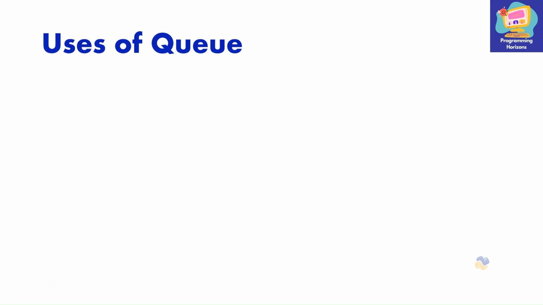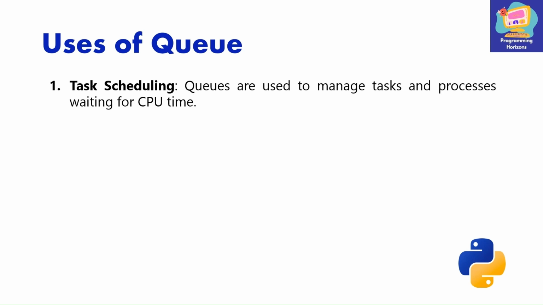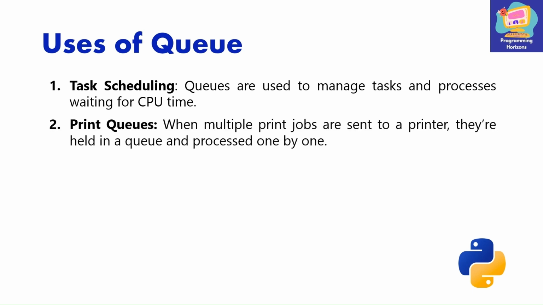Coming to the applications of queues. The first application of a queue is in managing tasks and processes waiting for CPU time, and this is known as task scheduling or process scheduling. The second application of a queue is in maintaining print queues. When multiple print jobs are sent to a printer, they are held in a queue and processed one by one.